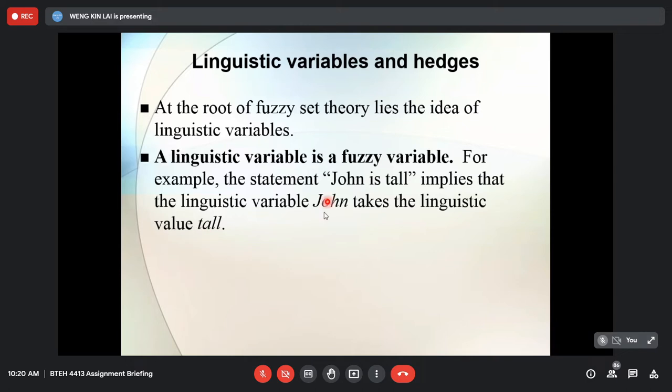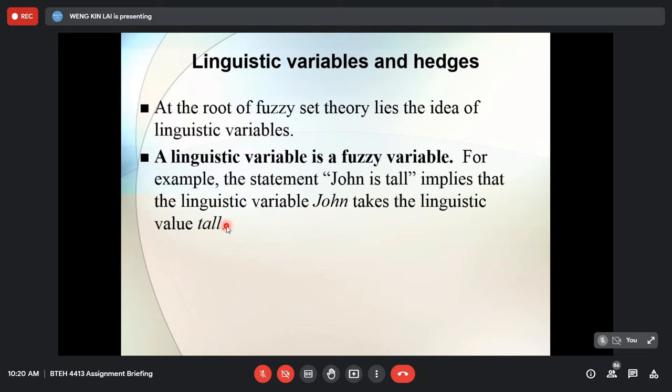So John is a linguistic variable. This variable is assigned a value of tall. In our case, what would it be for EBN? For EBN, we have area, we have curvature, we have color, we have impurities. Those will be your linguistic variables.